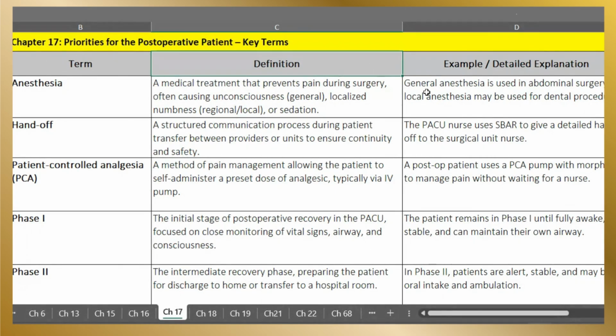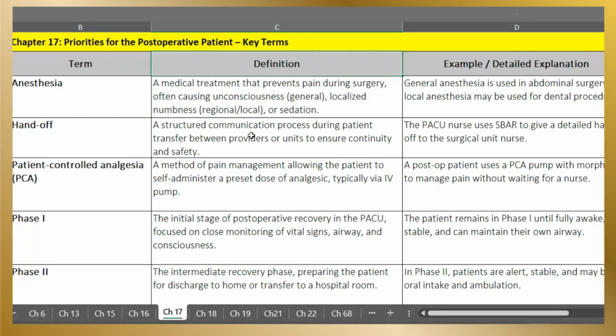And here I give an example. General anesthesia is used in abdominal surgery. Local anesthesia might be used for dental procedures. So here you can see how I have organized all my key words in case you need or want them. The second keyword is handoff.